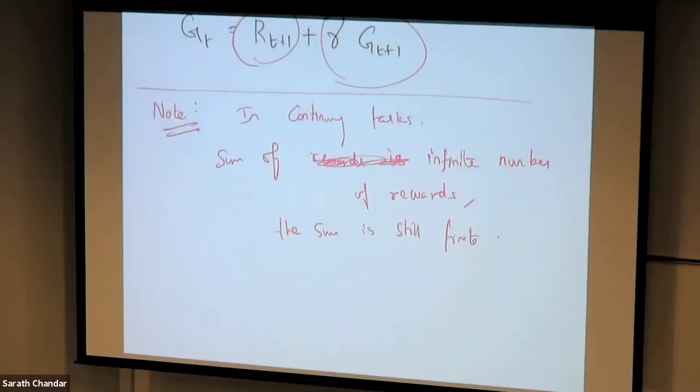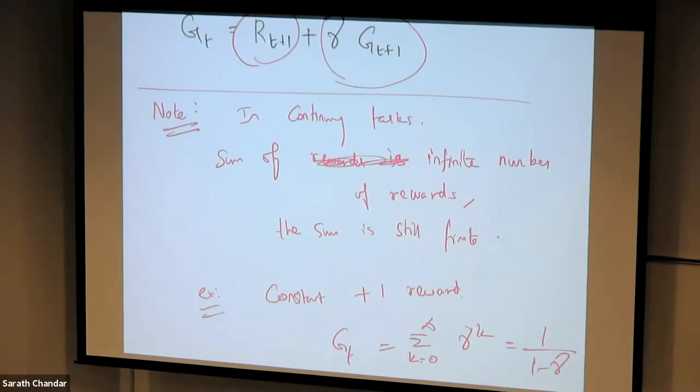As an example, let's say you always get a constant +1 reward: +1, +1, +1, infinite times. Then my G_t would be the summation from k equals 0 to infinity of gamma to the power k. It's going to be 1 plus gamma times 1 plus gamma squared times 1 plus gamma cubed times 1 and so on. And we know that this is 1 by 1 minus gamma. It's finite, even though the sum is over infinite terms.